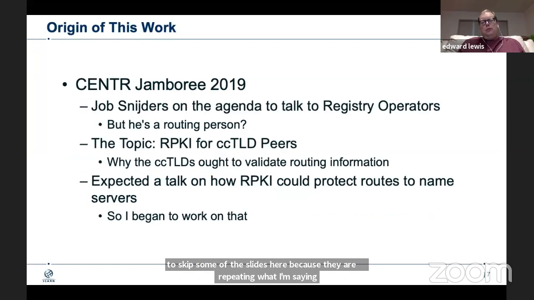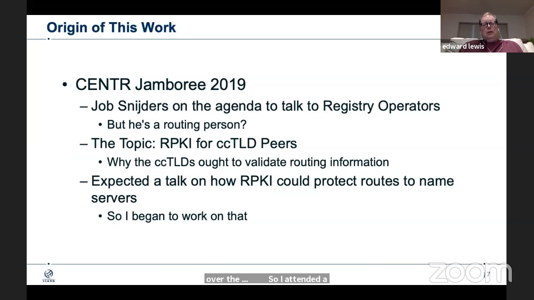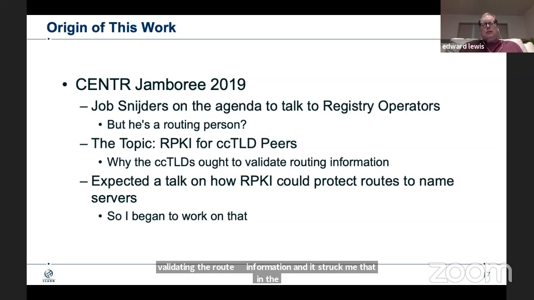So I attended a talk in the middle of last year. Job Snijders, who's talked a lot about RPKI, came to the registry operators with an interesting talk, and he said it was RPKI for ccTLD peers. And in his talk, he talked about validating the route information, and it struck me that in the DNS, I think it's important that we protect the routes going into the DNS servers out there. So I looked into that.